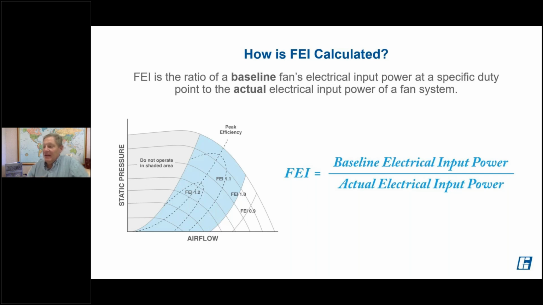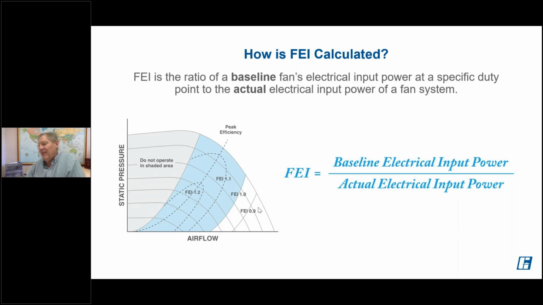And if we look at the curve on the left side of your screen, you can see these FEI bubbles, as we call them. We've got an FEI of 1.0 along the right side of that fan curve. ASHRAE 90.1 and IECC right now have established a minimum FEI of 1.0. So what that's basically doing is forcing all fan selections to be up in this blue shaded area of the fan curve.